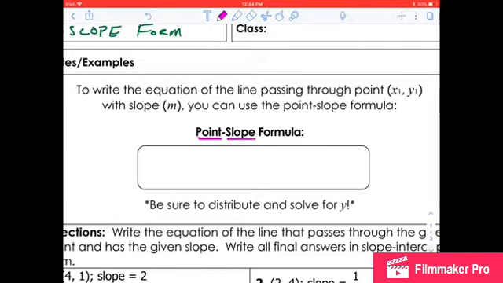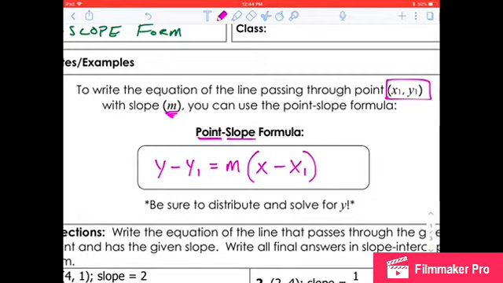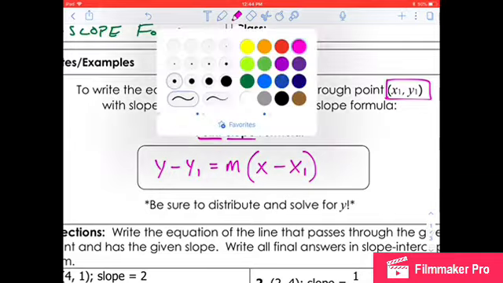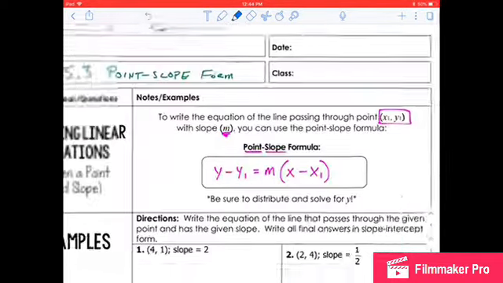Okay, so to write the equation of the line passing through a point, x1, y1, with the slope of m, you can use the point-slope form. Okay, and this is the point-slope form. It's y minus y1, which is the y value of your point, equals m, which is the slope, times x minus the x value of the point. So you've got three things to plug in, x1, y1, and m.